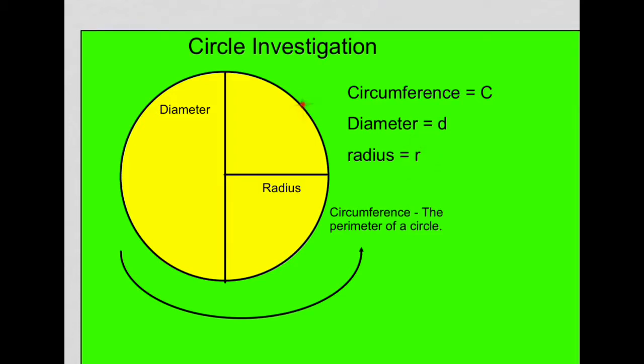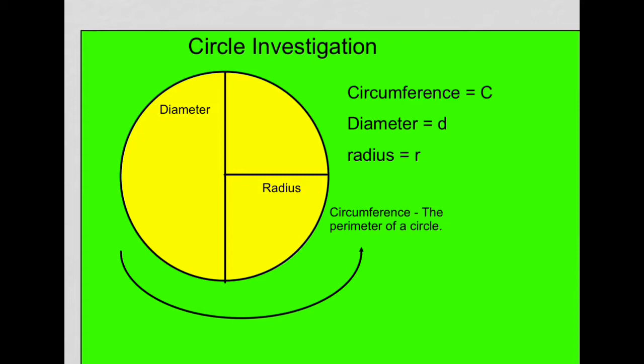So circumference, the distance around, diameter, from one edge of the circle to the other through the center, and radius is half the diameter. All right? So those are three important parts of a circle you need to know about.